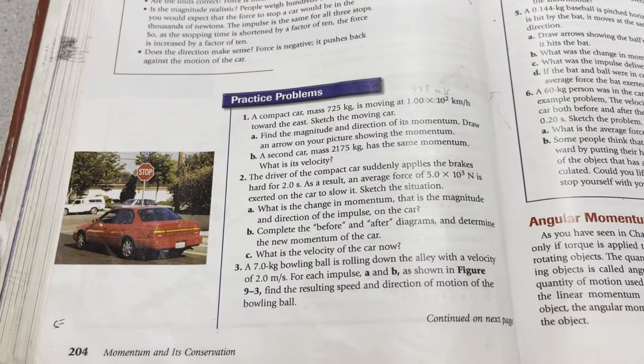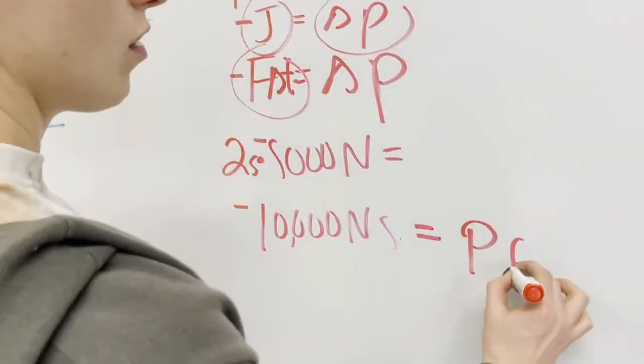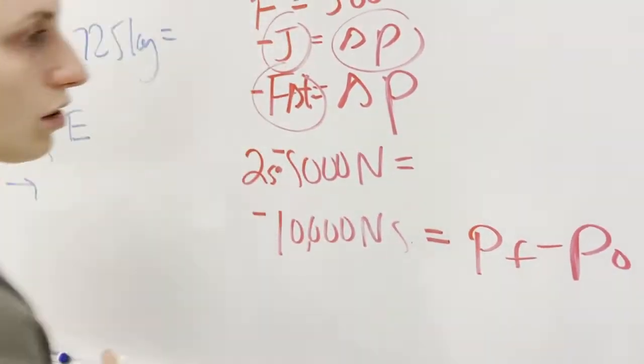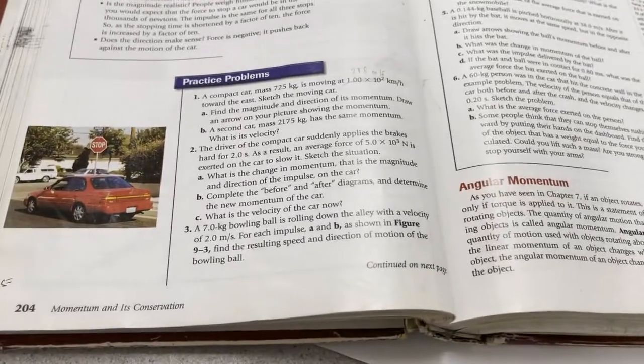That is the magnitude and direction of the impulse on the car. Well, the change of momentum is equal to the impulse, which is the final minus the original. And then it says, what's the new momentum of the car?